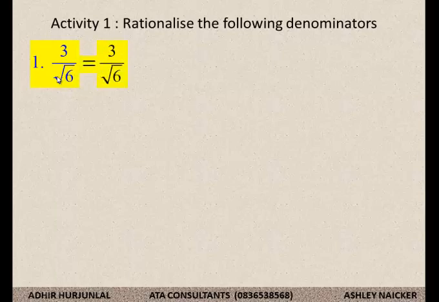What do we multiply this by to rationalize? You multiply it by root 6 over root 6. 3 times root 6 times root 6. This is equal to 3 times root 6, which is 3 root 6. Root 6 times root 6 is 6.